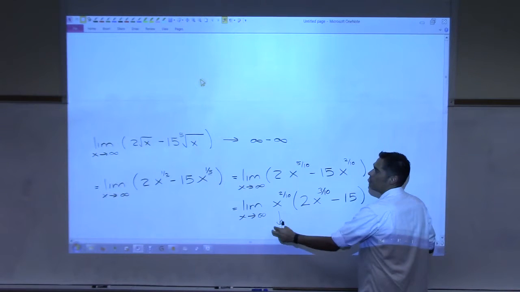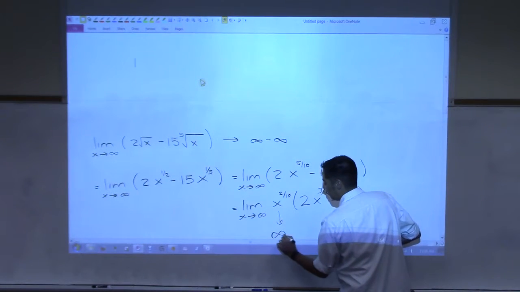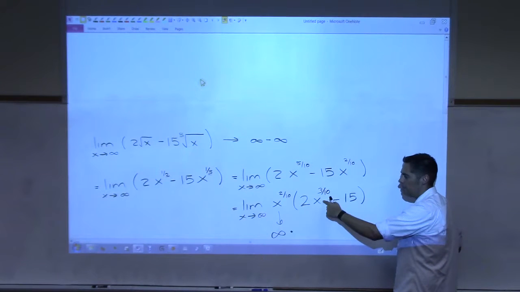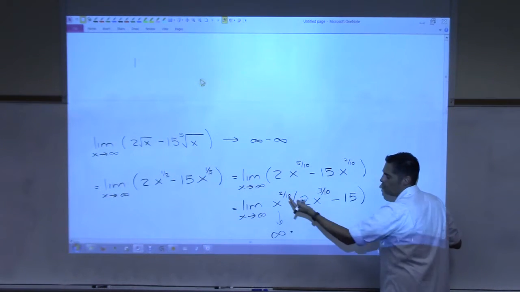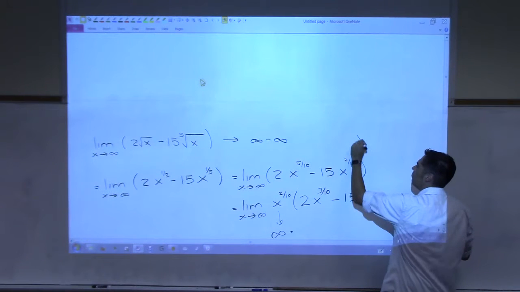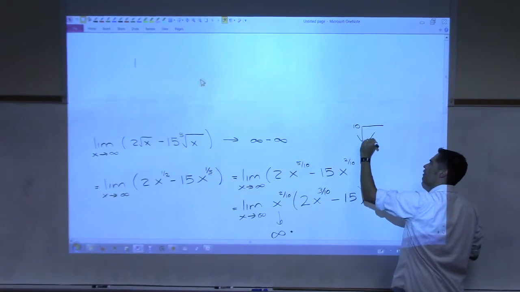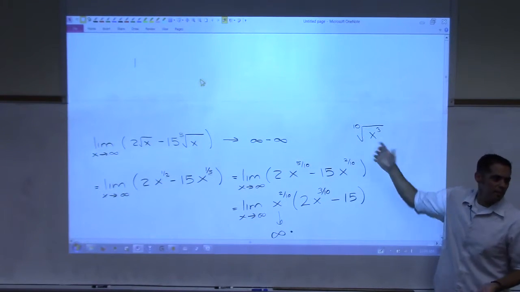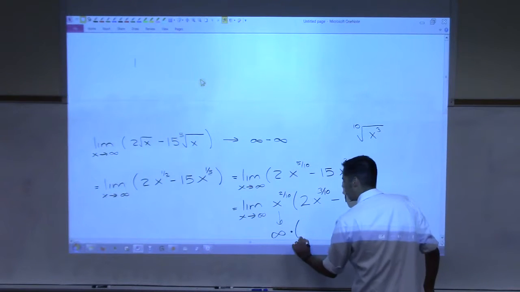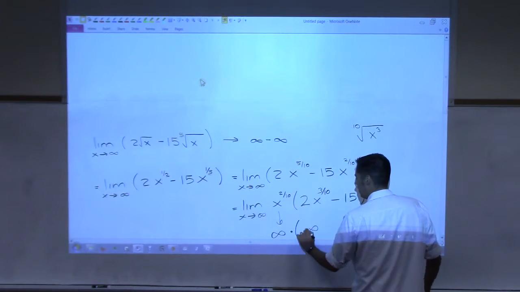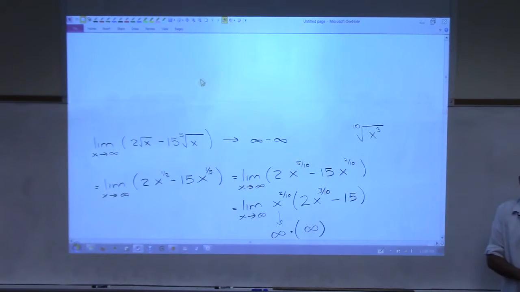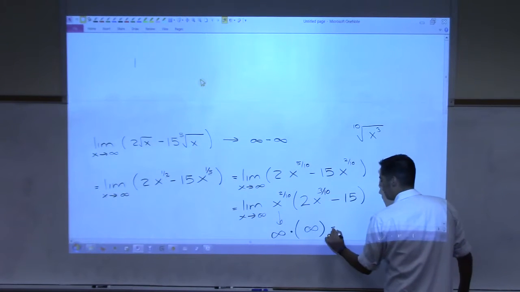If you take a big number and you take the 5th root of it, it's still big. Infinity times, this is the, what, 3/10 root? You can't do anything to that. Like this one you can turn to 1/5, this one you can't. So that means you're taking the 10th root of x cubed. So take a huge number, cube it, take the 10th root, it's still big, right? So this is going to be 2 times infinity. So infinity minus 15, still infinity. Infinity times infinity, positive infinity. That's your answer.